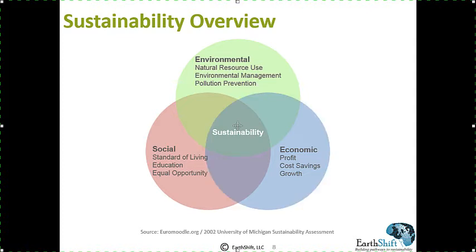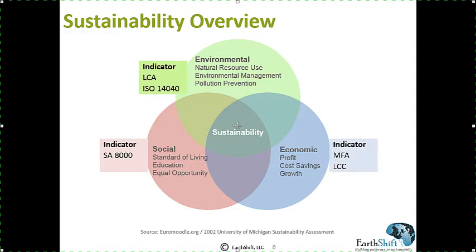There is a need to have indicators within these three pillars. You need to be able to qualitatively and/or quantitatively measure each of these areas in order to improve the sustainability of your product, process, or service. One environmental metric is life cycle assessment, LCA. A social metric is SA 8000, which is a social audit. And economic metrics include material flow analysis and life cycle costing.